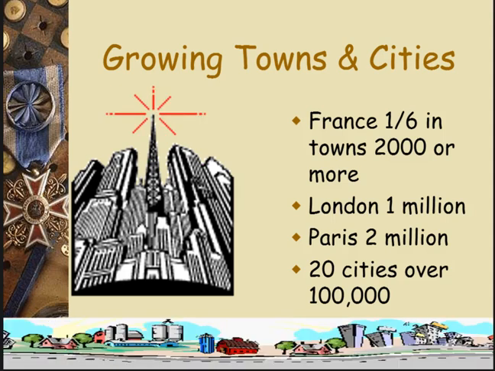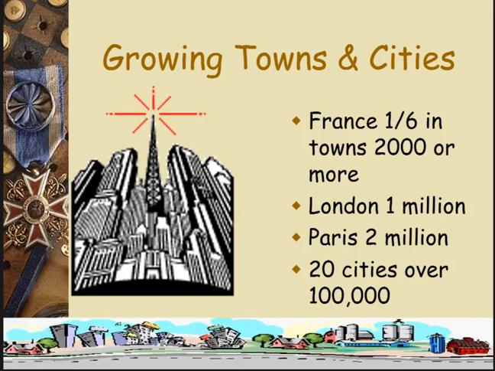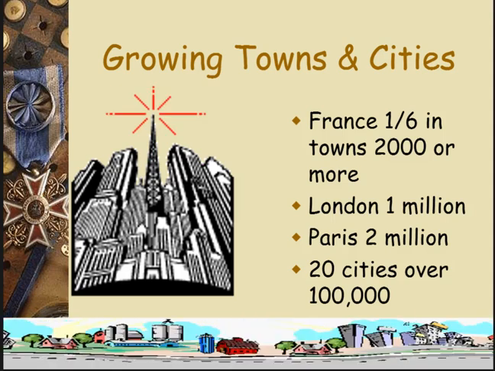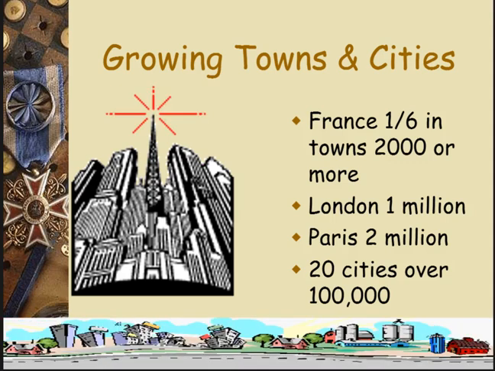So that by the time you get to, let's say, 1790, 1800, London is at 1 million people, Paris at 2 million people, and there were 20 cities across Europe that were more than 100,000 people. You've never seen that before in Europe. So with growing towns and cities, that's really going to change the culture. It's going to change the economy. It's going to change everything.